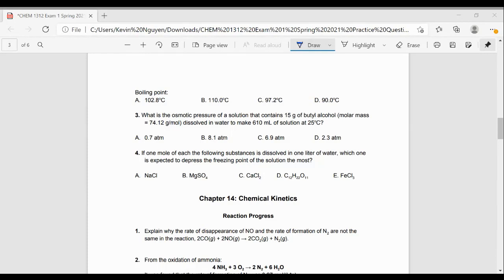Let me double check which gas constant it is you guys use. Yeah, so the gas constant should be 0.0821 or 0.08206. Yeah, you should use that one to be more precise.